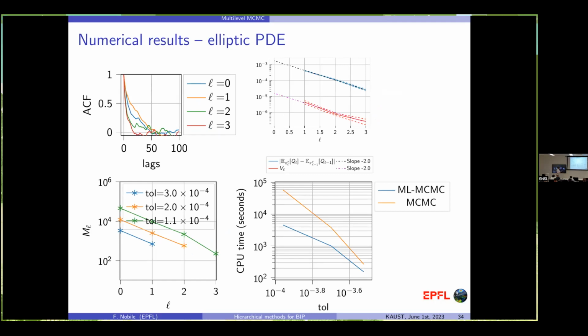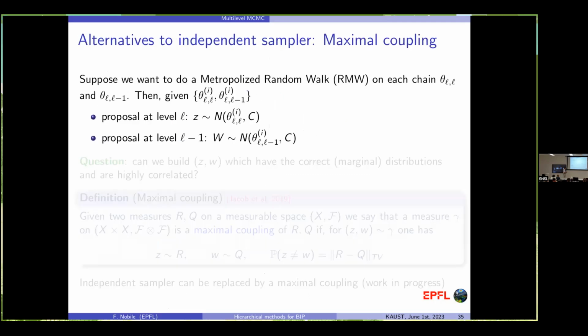If you look at the autocorrelation function of the different coupled chains, you see that this also improves as you go deeper in the levels. Those chains mix faster and faster because you use a better and better proposal as you go deeper in the levels. We checked the convergence, the rate at which these variances decay, and this looks nice. We got slope 2, which is essentially what we were expecting, and a considerable improvement in complexity of the multi-level construction versus the simple single level one.